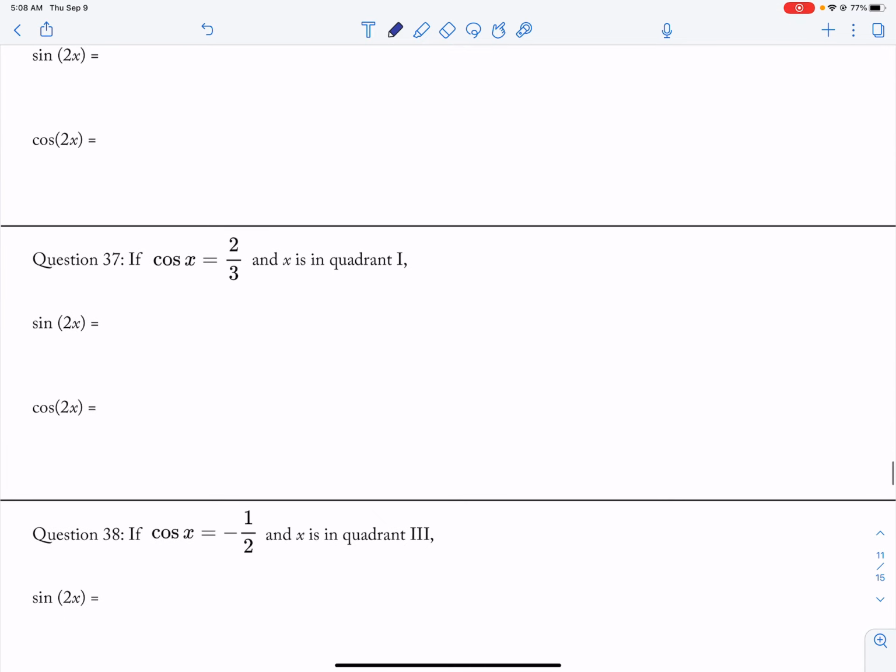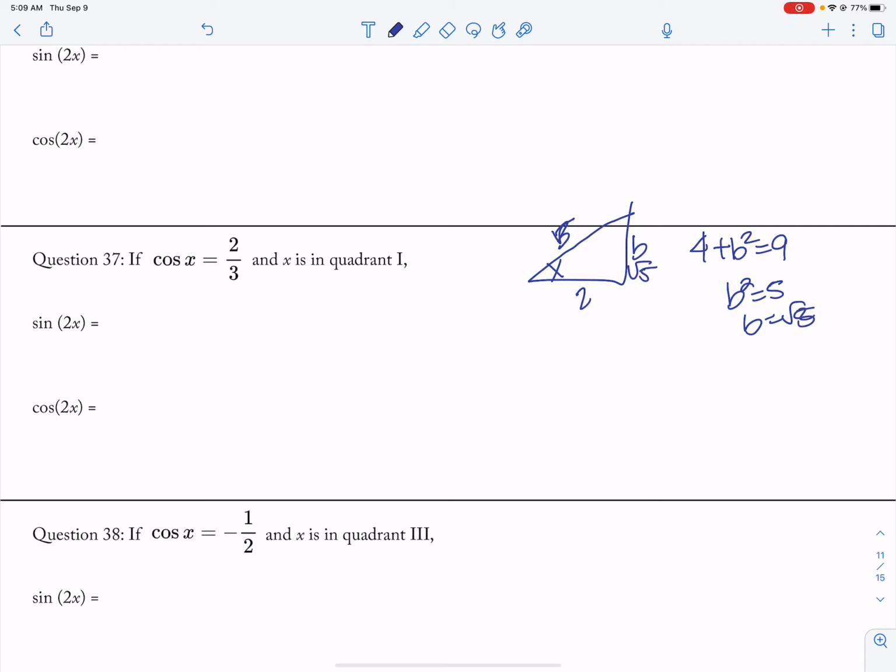Keep going through. So if I label this x here, cosine would have been 2 over 3. Label this b, so then 4 plus b squared is equal to 9, so b squared is equal to 5, so b is root 5. Sine of 2x is the same thing as 2 sine x cosine x. So then this is 2 times sine, which is root 5 over 3, and then cosine, which is 2 over 3. So then this would have given me 4 root 5 over 9.